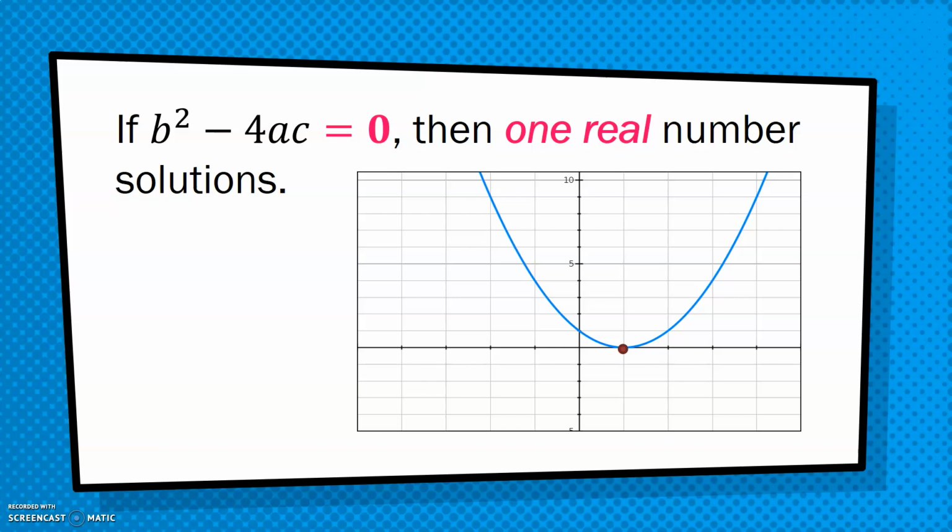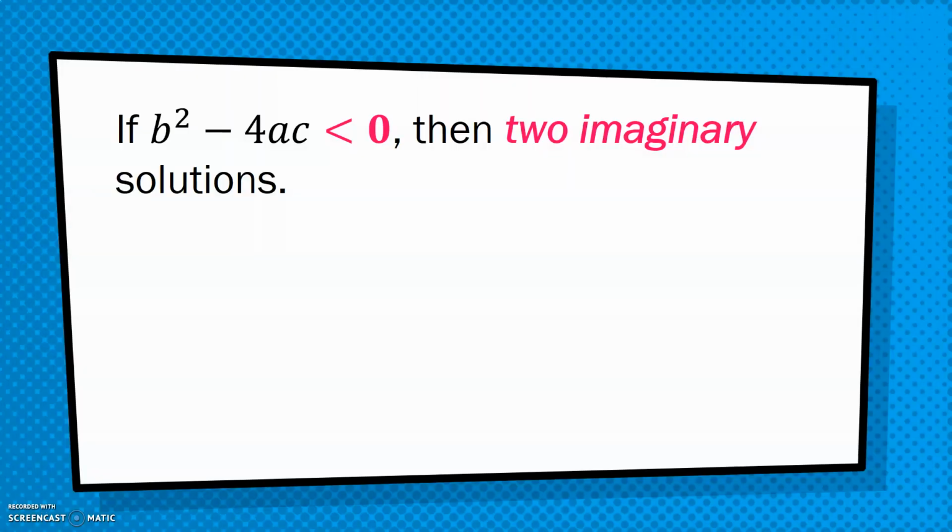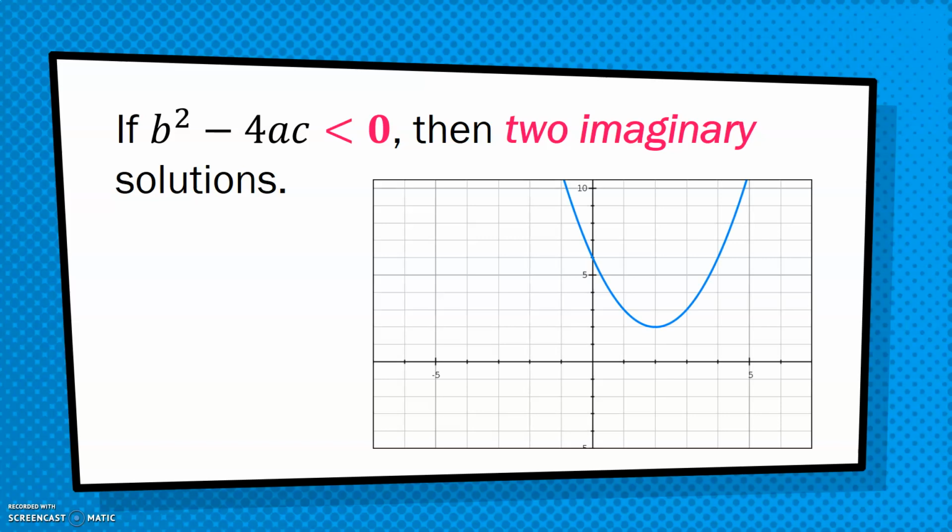What about when we calculate that and it is less than 0? Well, now we don't get any real number solutions. We get two imaginary solutions. This is an example of what it would look like. The parabola is sitting above the x-axis. It doesn't cross it at all, so it doesn't touch the x-axis at all. So we don't get any real number solutions with this. We just get two imaginary number solutions.